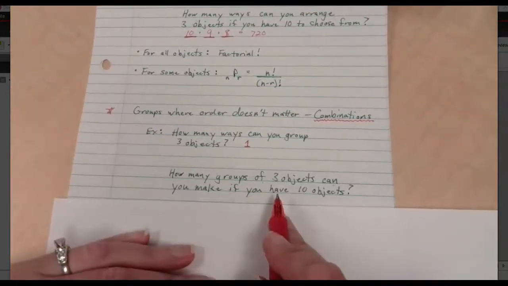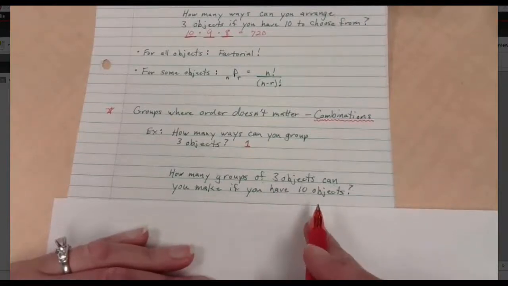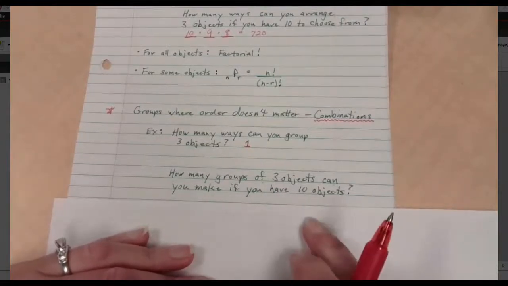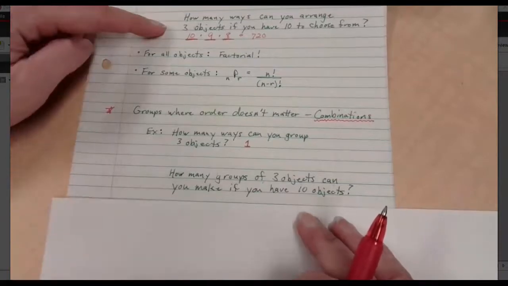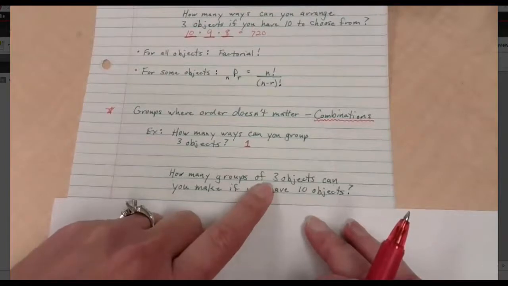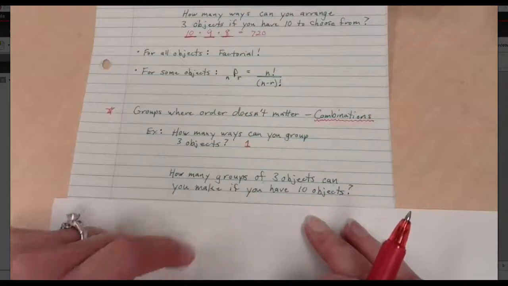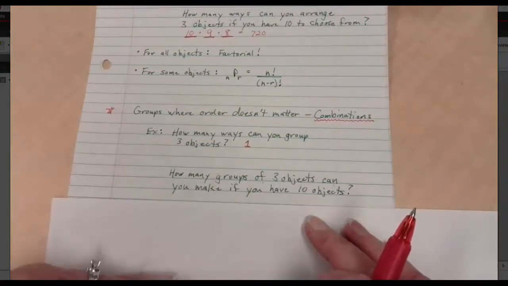Now, this makes life a little bit more interesting. How many groups of 3 objects can you make if you have 10 objects? So again, the side-by-side comparison of last time, we have 10, we are only using 3, but we're talking groups, and there's nothing here to indicate that the order of the elements makes a difference.